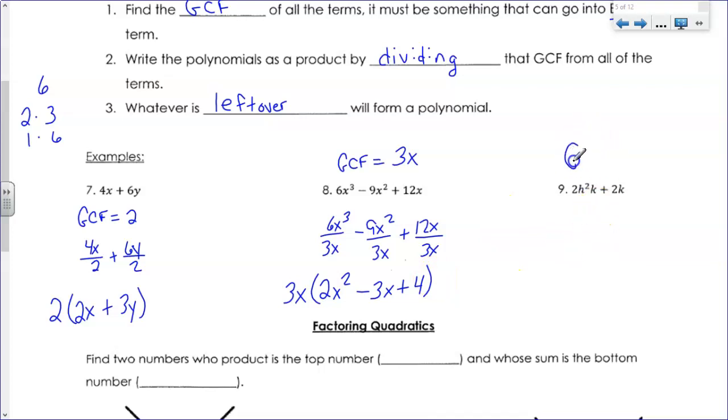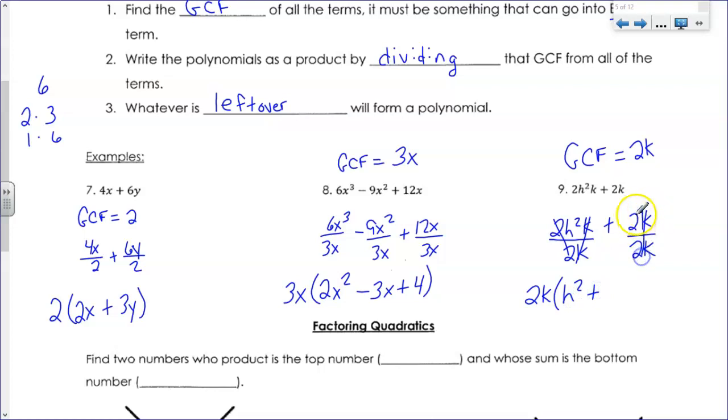All right, let's look at this number 9, GCF here. So 2 and 2, h, no h. K and k, so I can take out a k. So I have 2h squared k plus 2k. I can divide by 2k. So remember, I have to write down my GCF. I can't just throw it away. The 2's cancel, the k's cancel, and I'm left with h squared here. The k's cancel, the 2 cancels.